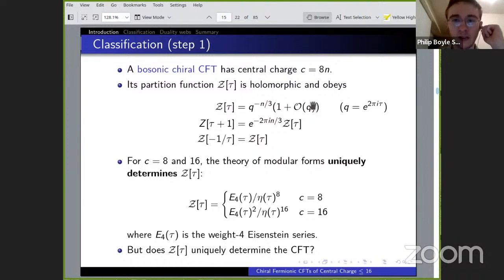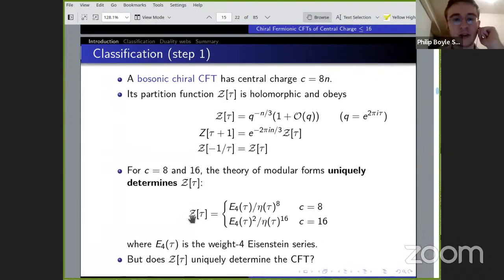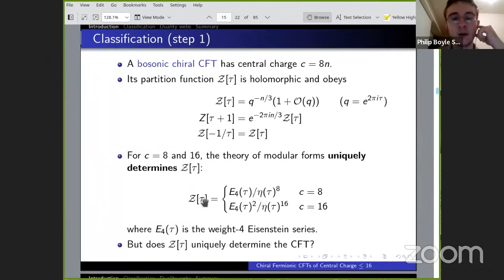Okay, so it's holomorphic, it has this expansion, but it also has to have certain modular properties. And these are controlled by the gravitational anomaly. So for example, under an S transformation, Z is invariant, but under a T transformation, it picks up a phase proportional to N, where N is related to the central charge. Now, at least when c equals 8 or 16, the theory of modular forms uniquely determines what such a function must be. There's a unique function, and it's given by this. If c equals 8, then Z of tau is equal to E4 over eta to the power of 8, and if c equals 16, then it is the square of that, where E4 is the weight-4 Eisenstein series. But does Z of tau uniquely determine the CFT?